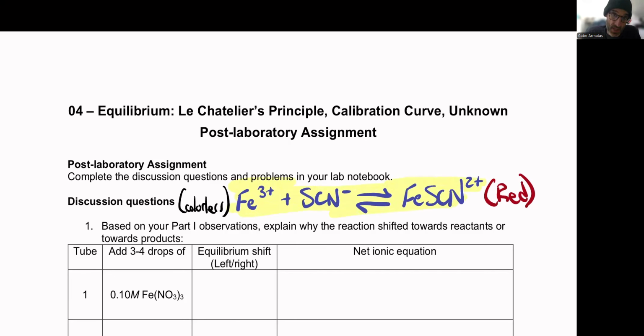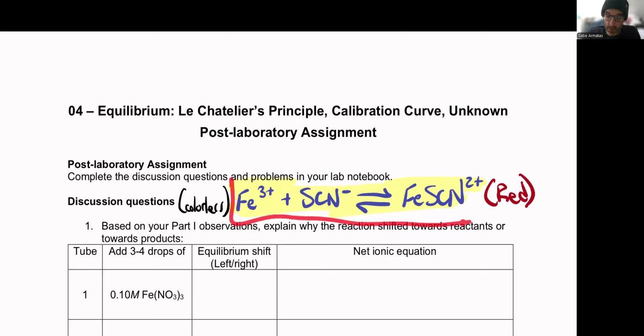So all of this stuff is aqueous, and if it forms the complex, it turned red. In just the ion form, the iron and the thiocyanate, it just remained colorless. So any shift towards a redder color indicates more product. Any loss of red color, more colorless, fainter color, is going to be more reactant. We also did a calibration curve and some other stuff. But with that, let's just focus on the Le Chatelier's principle part.